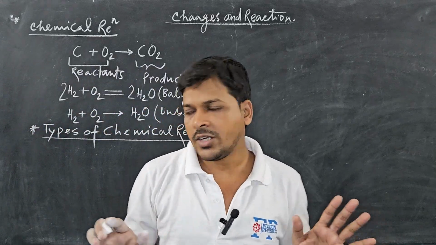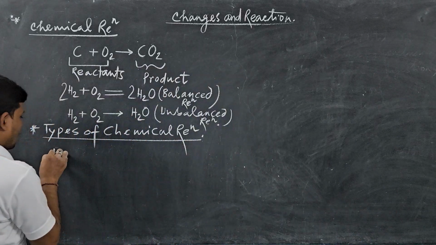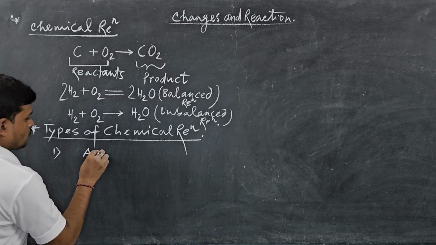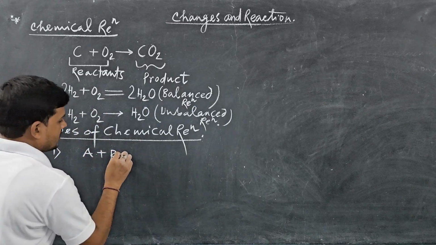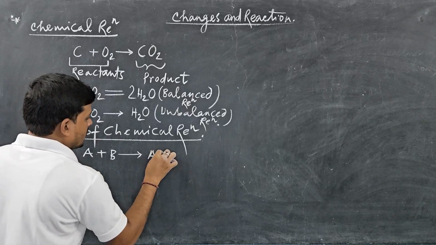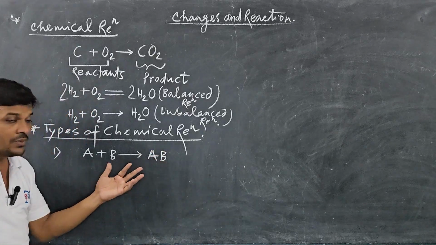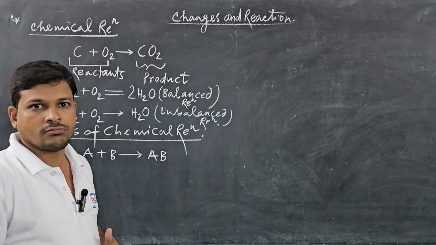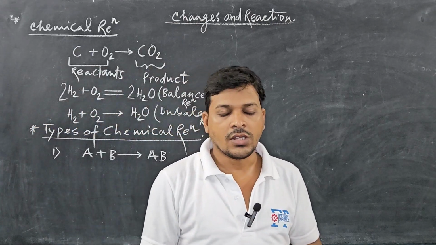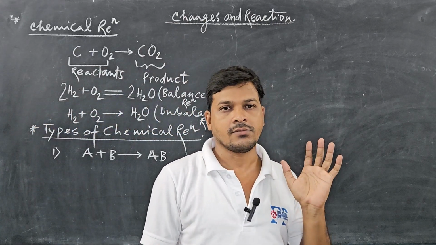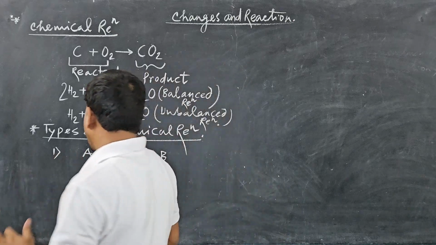Now, what are the different types of chemical reactions? Very simple. Let us consider the first kind of chemical reaction, where two reactants A and B chemically combine to form AB. Just simply they are added together. This is called the addition reaction.